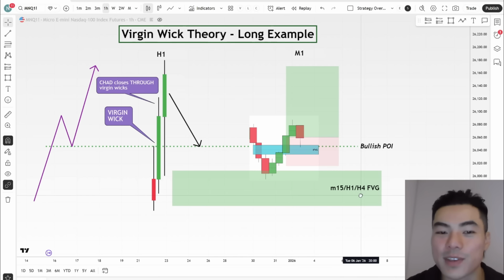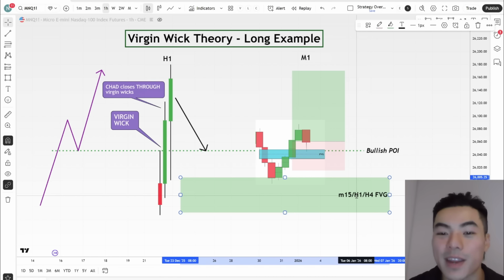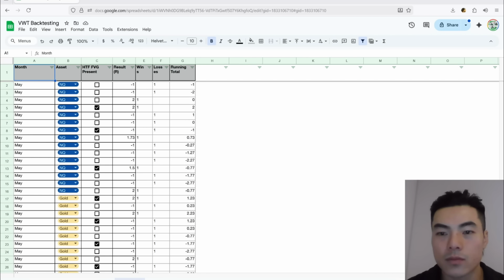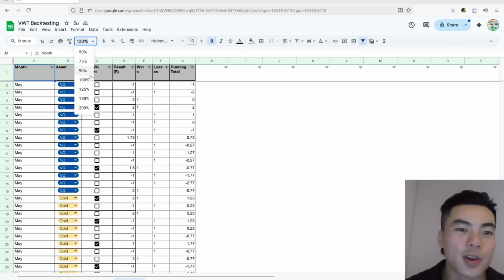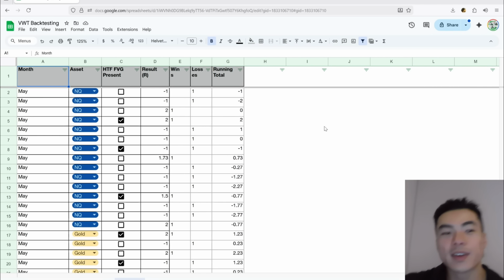And yeah, so this high time frame fair value gap confluence is what I'm playing with. It's what I added, it's what I tested over the weekend. Let me just show you. So pretty much over the weekend, took a bunch of time, did some testing. I did over 200 trades.